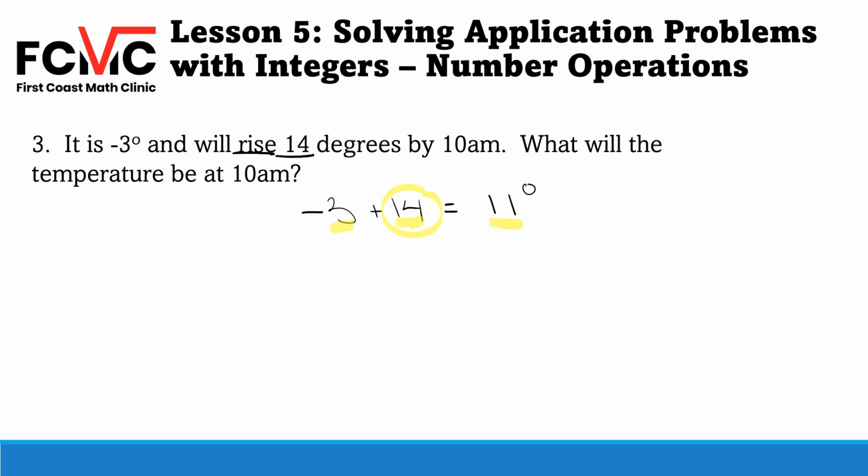Okay, so think about it this way on a number line. Negatives over here. We're at -3 degrees. Then it rises 14 degrees. So it's going to increase those 3 degrees and then 11 more to get to positive 11 degrees. Okay, let's do one more example.